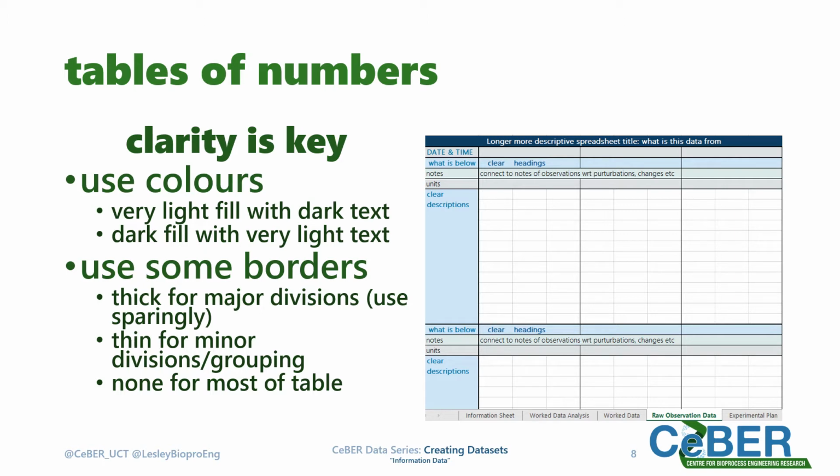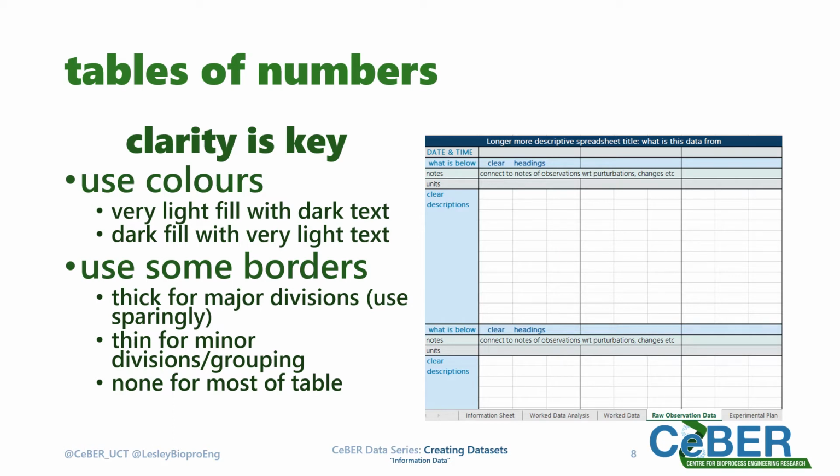And just about colors, don't use very bright colors. Use more muted colors. Those bright yellows and reds really make it hard to read a table. It's much better to use the darker, more subdued colors or the light colors rather than the very bright ones.